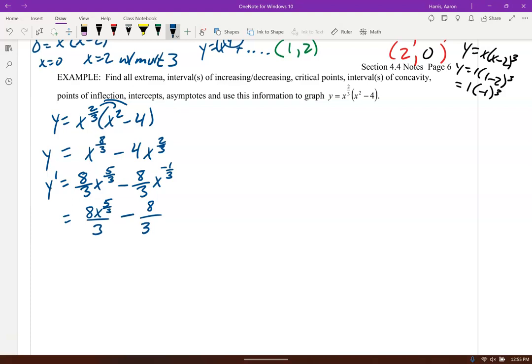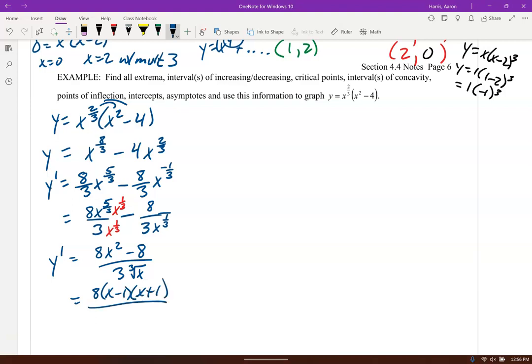8x to the 5/3 over 3 minus 8 over 3 times the third root of x, or x to the 1/3. Let me give both of these an x to the 1/3. So we have 8x to the 6/3, which is 8x squared, over 3 and the third root of x. And there's our derivative. If you wanted to, you could factor an 8 out, and I'd have x squared minus 1 over 3 third root of x. Okay, here's our derivative.